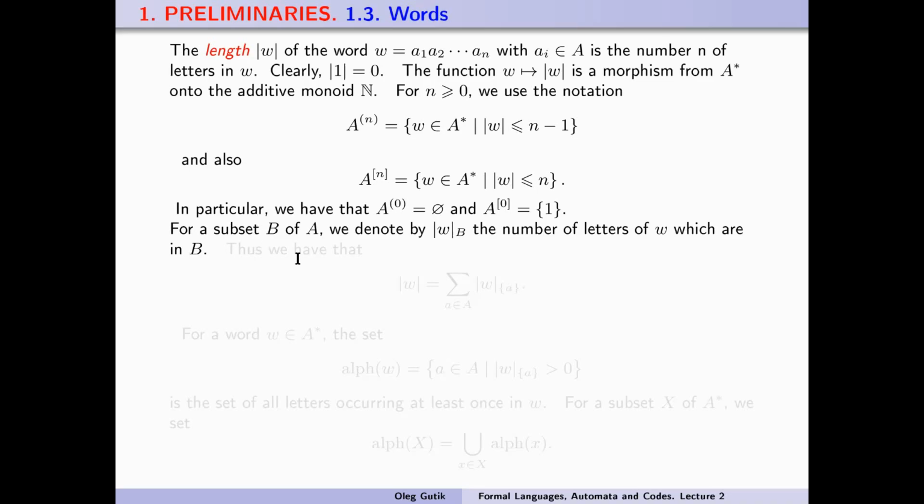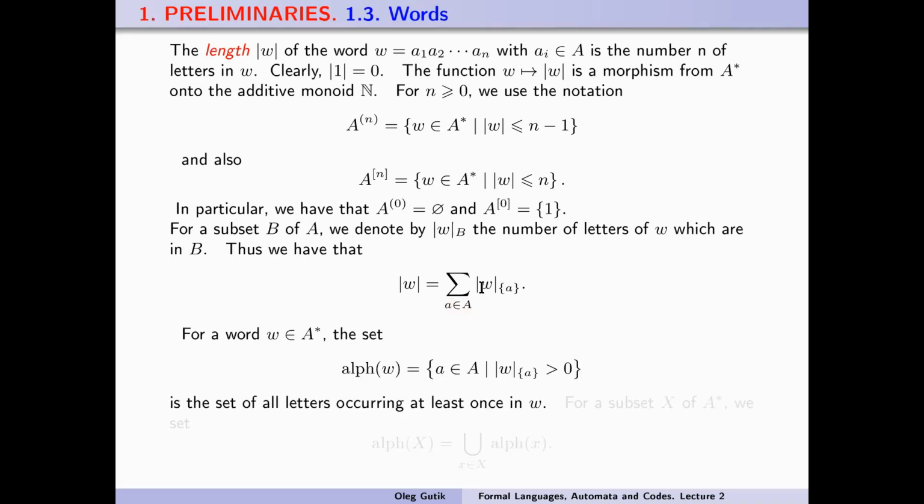Also, for a subset B of an alphabet A, we denote by such a symbol the number of letters of the word W which are in B capital. Hence, we get the following: the length of the word W is the sum of the letters from the alphabet A capital of the symbol of such.